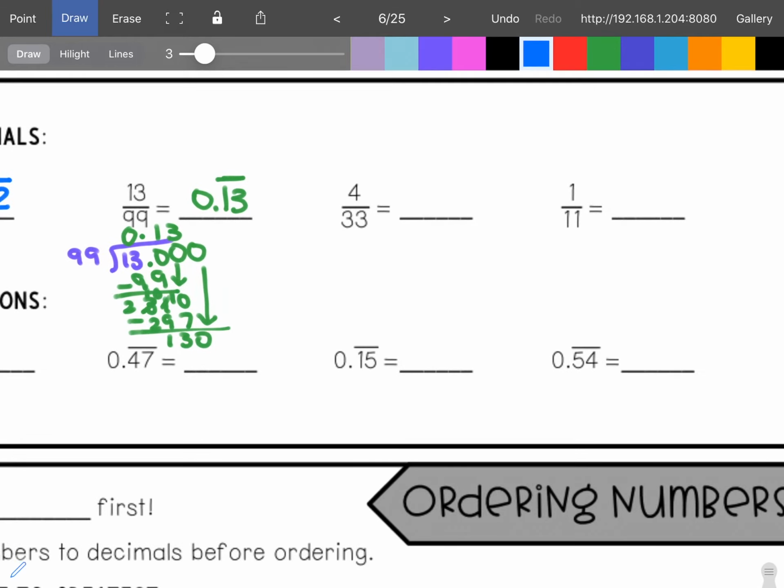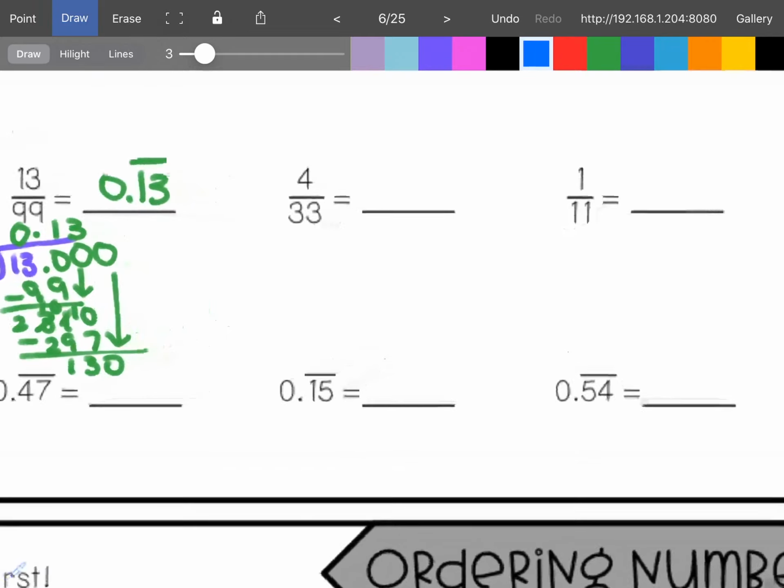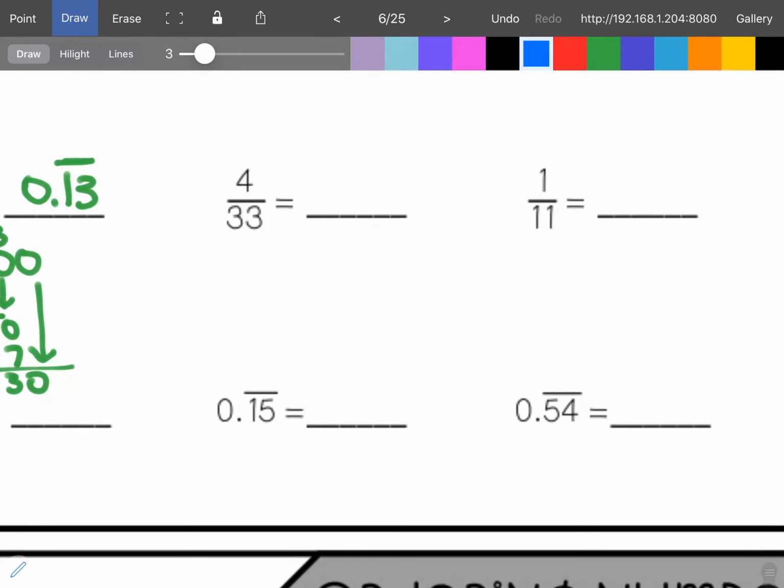Okay, if you're feeling pretty good, I would suggest that maybe as some practice, you pause this and try these next two and then start it back up.